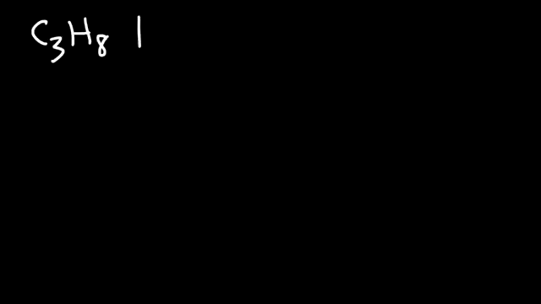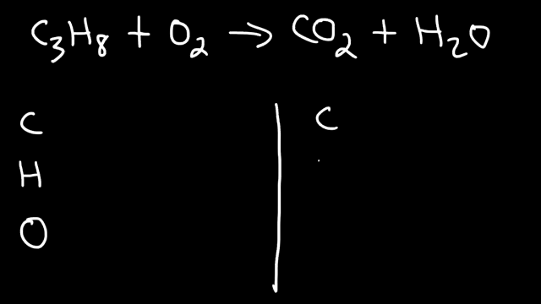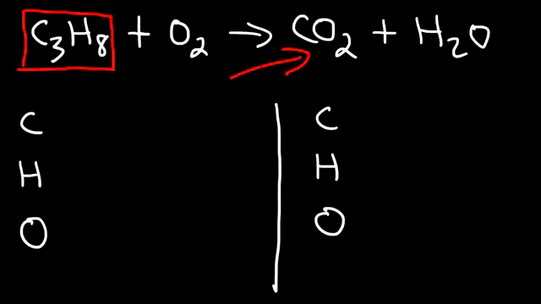We're going to react propane C3H8 with oxygen gas O2, and it's going to produce carbon dioxide CO2 plus water H2O. So this time we have 3 elements that we need to balance in this chemical reaction. So this type of reaction is known as a combustion reaction. Whenever you have a hydrocarbon, like propane, reacting with oxygen gas, it's always going to produce products such as carbon dioxide and water.